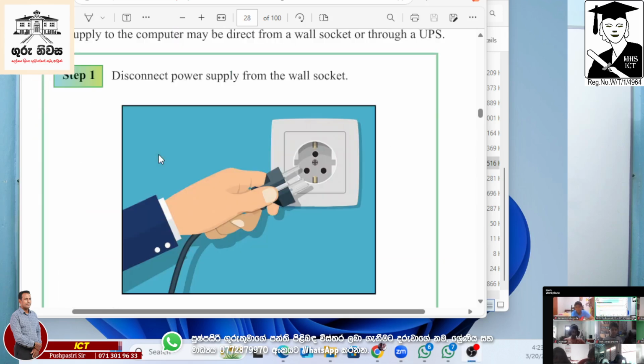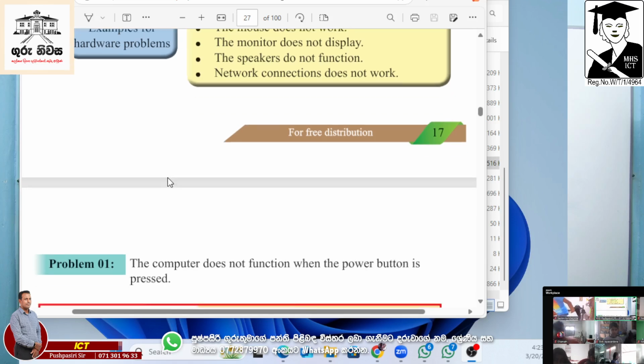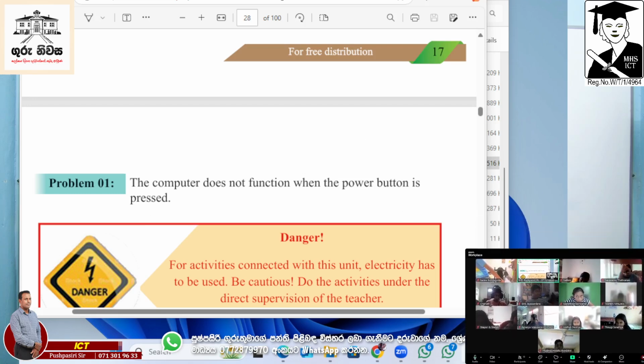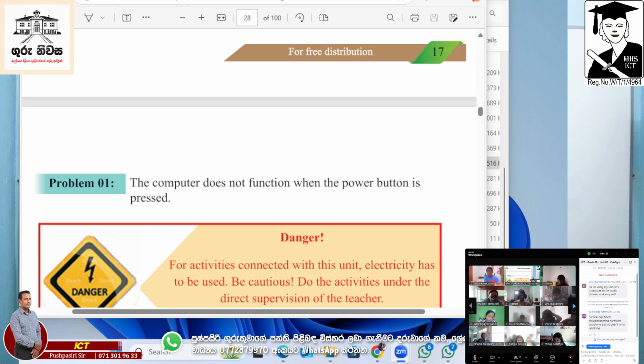Page number 18, you get the problem number 1, right? The computer does not function when the power button is pressed. So the computer is not working when the power button is pressed. That is the problem we have. So what can we do? What are the solutions for that? That we are going to discuss.